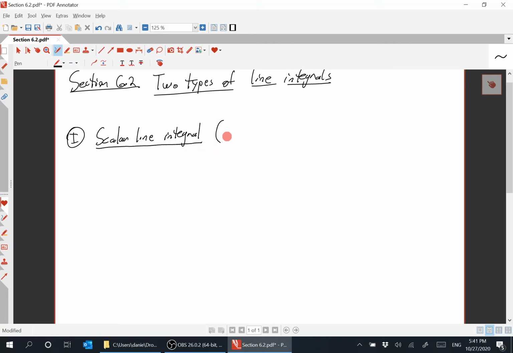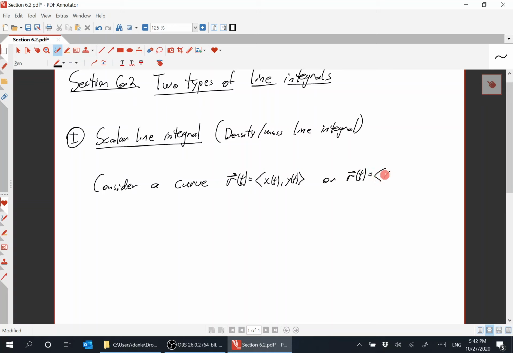So I like to say, maybe let's call it the density mass line integral, because that gives you one good interpretation for what this line integral means. So consider a curve r of t equal to x of t, y of t in 2D or in 3D.